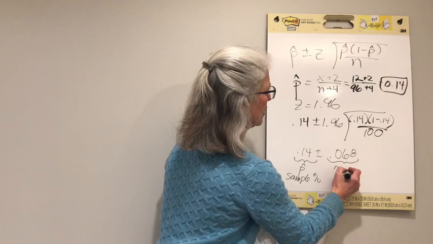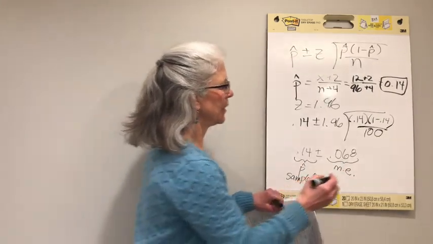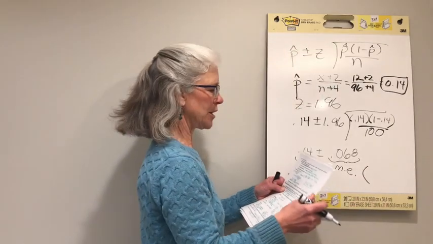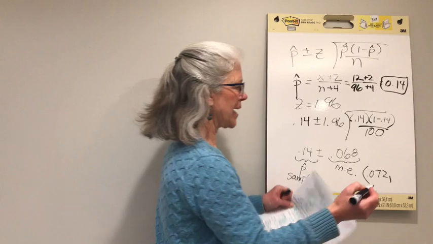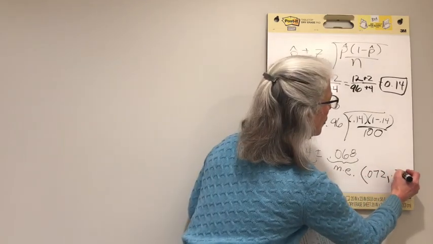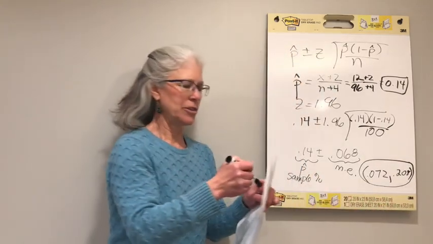This is the margin of error, is how close we think that 14% is to the true percent. So we subtract first to get the lower end of the bound, and we get 0.072, and we add, and we get 0.208. So there's our confidence interval.